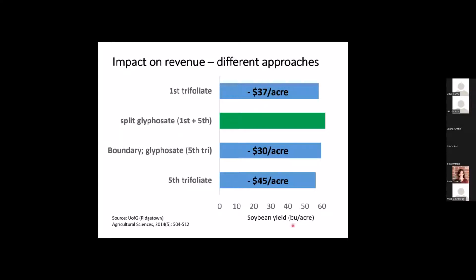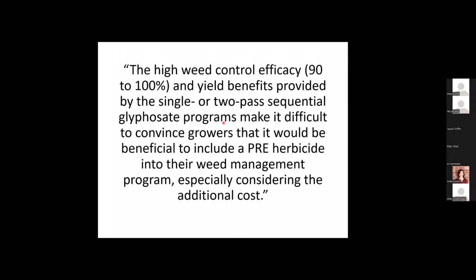All this to say, and I thought this was kind of a salient point in all these studies, if you look at the high weed control efficacy, 90 to 100%, and yield benefits provided by the single or 2-pass sequential glyphosate programs, it makes it difficult to convince growers that it would be beneficial to include a pre-herbicide into their weed management program, especially considering the additional costs.